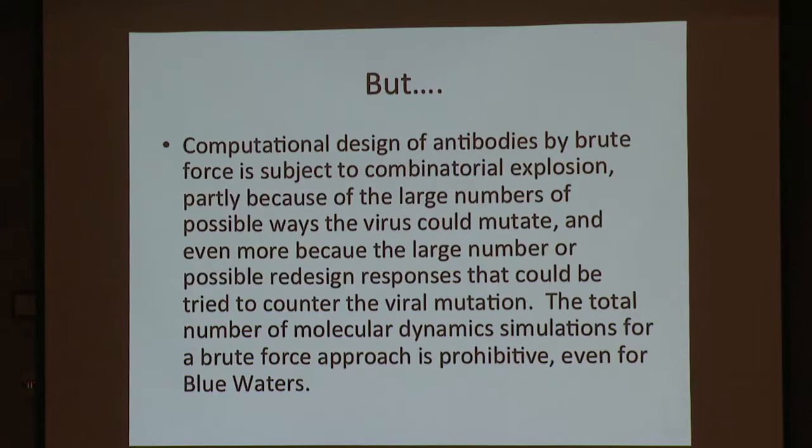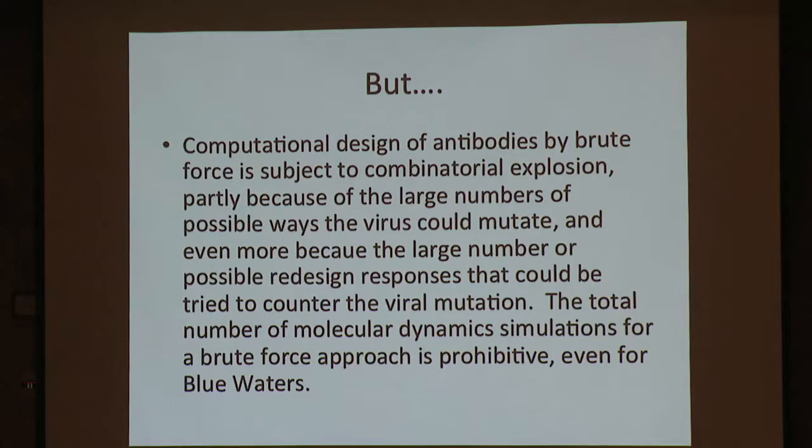But that's not the whole problem. That's not the whole solution. Because there are 20 different amino acids possible at each location. 20 different amino acids for each location on the glycoprotein, 20 different amino acids possible on each antibody. So the combinatorial explosion is horrible. You can't test all of the combinations, even with Blue Waters. So we have to now turn to bioinformatics.